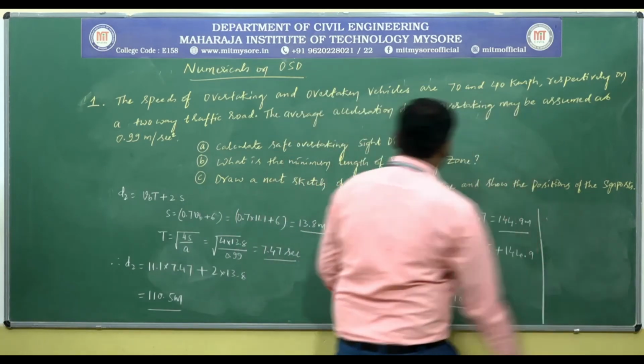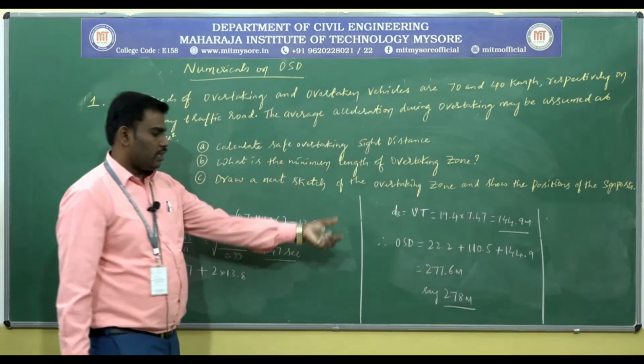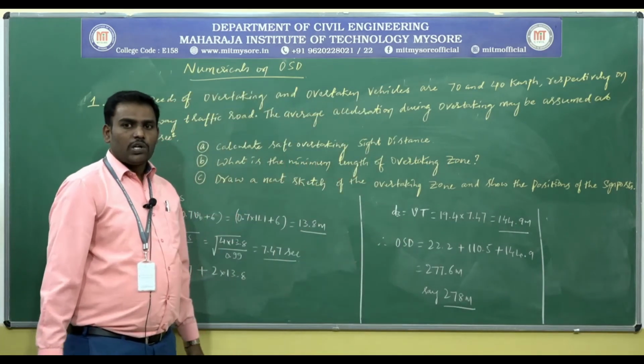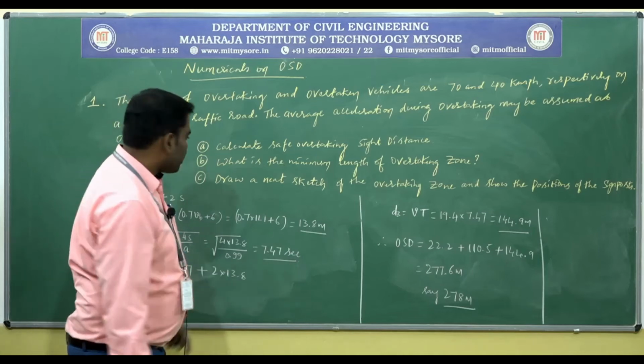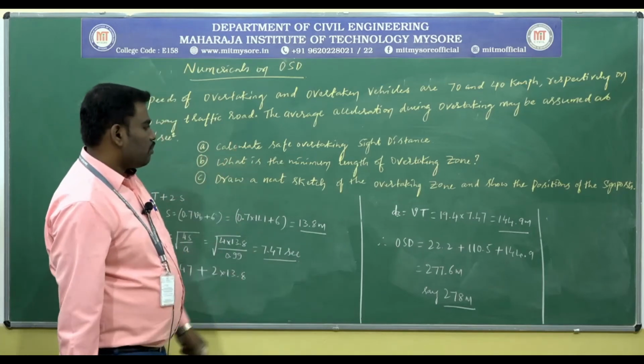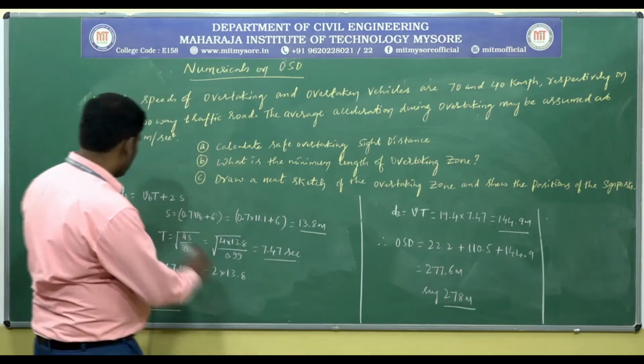Okay, this is regarding the first case, number A. The safe overtaking side distance is equal to 278 meter. Next I'll move on to number B, that is minimum length of overtaking zone.